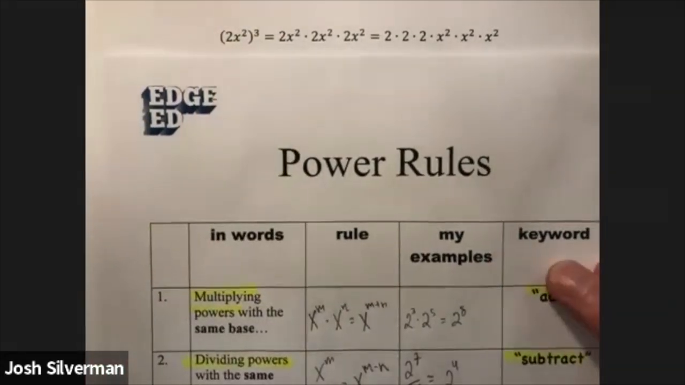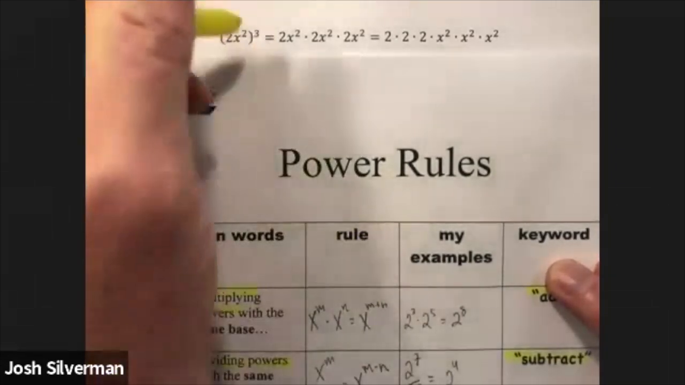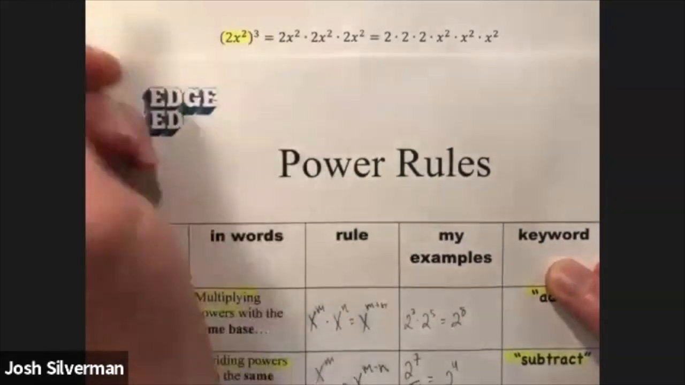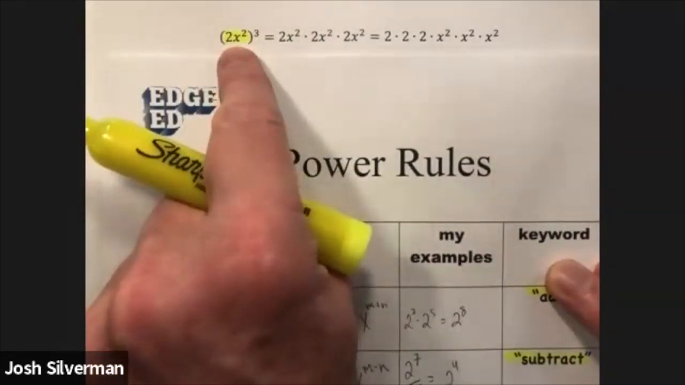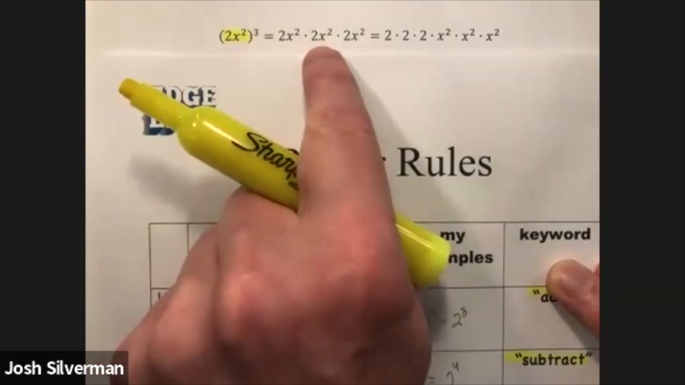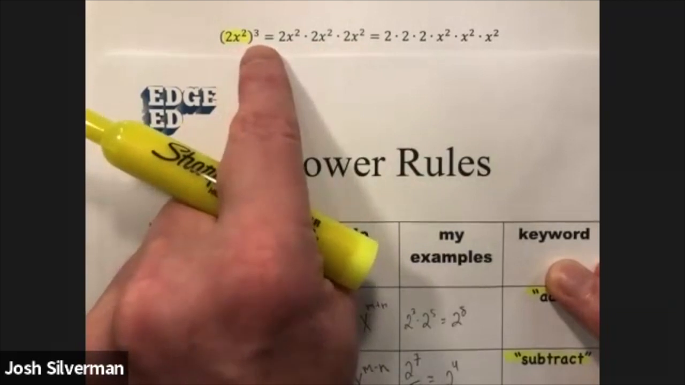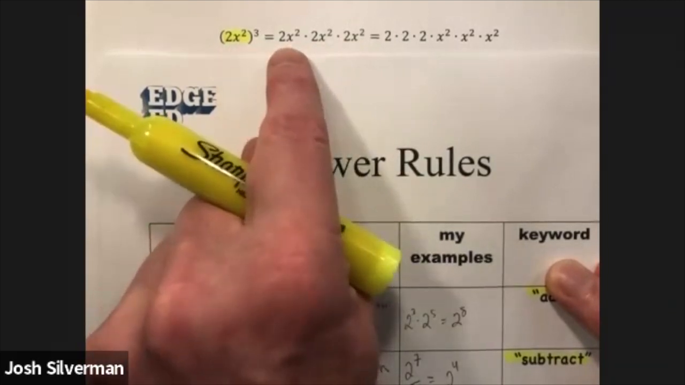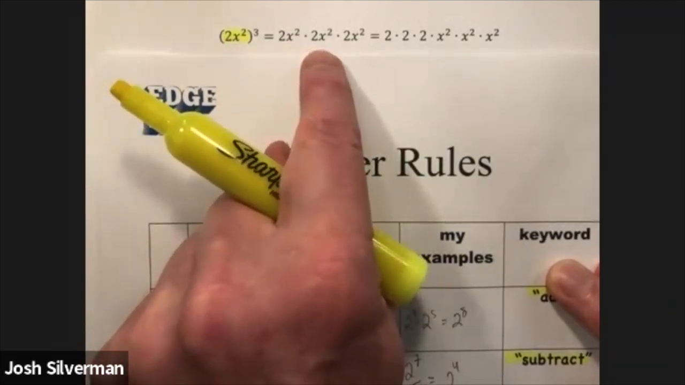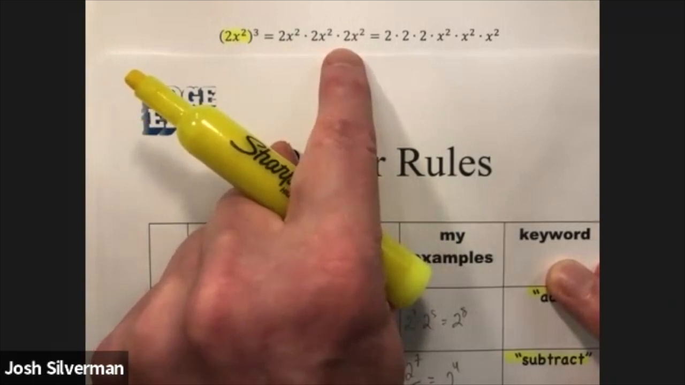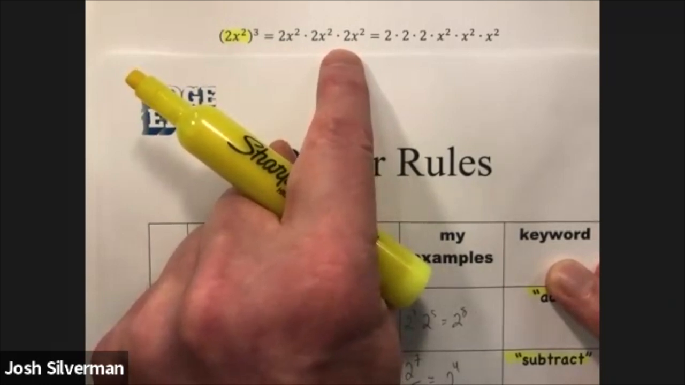Well, remember, what this exponent on the outside means is that we take whatever is on the inside and multiply it by itself 3 times. (2x^2)^3 is 2x^2 times 2x^2 times 2x^2. Now, multiplication is associative. You can multiply in any order that you want. You're going to get the same thing.